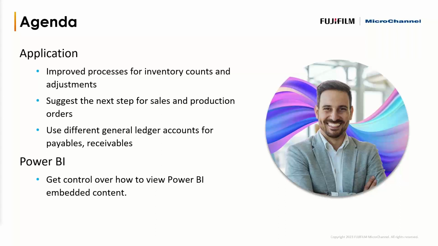So first of all, I've taken a look at the main application, and in this case, I've looked at inventory counts and adjustments, the improvements that they're making there. And then also basically whether you can tell whether your sales order or your production order is ready to go to the next level, in other words, to get to be picked. Then we're going to look at the general ledger accounts for payables and receivables and how you can use the different control accounts in your transactions.